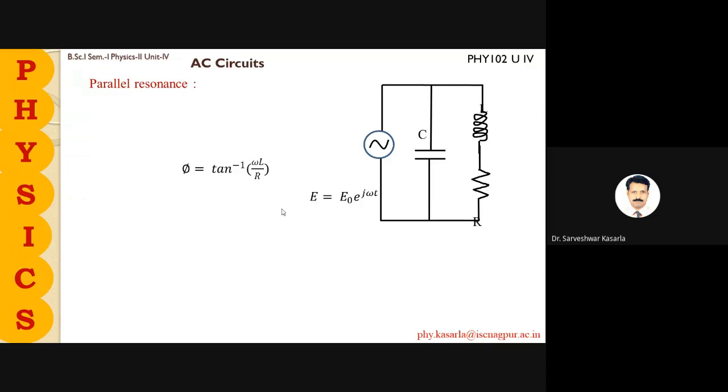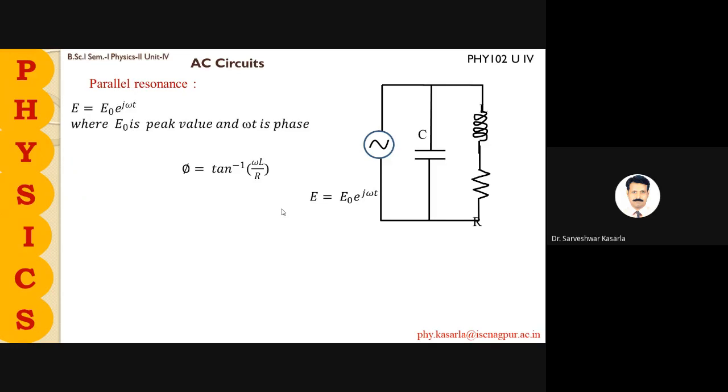Actually, the resistance should also be in parallel, but we are just discussing the practical circuit. This is called the tank circuit. So that is what we are going to see. This is the circuit where we have to study the parallel resonance.